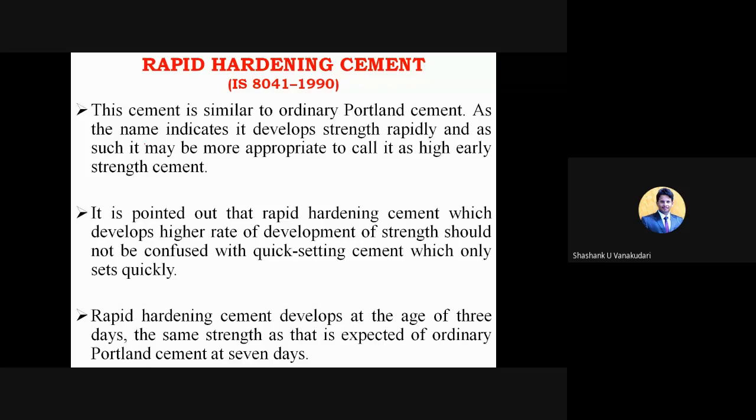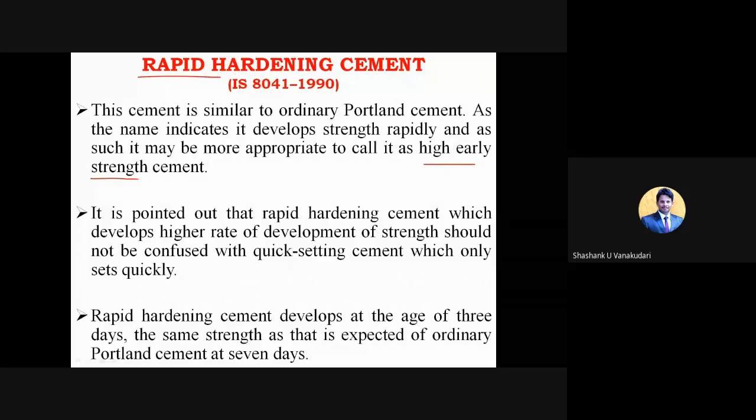So just so you can see the difference between ordinary Portland cement and rapid hardening cement by a few points. This cement is similar to ordinary Portland cement. Most of the constituents are similar to ordinary Portland cement. As the name indicates, it develops strength rapidly, and as such it may be more appropriate to call it high early strength cement. So we can even call rapid hardening cement high early strength cement.